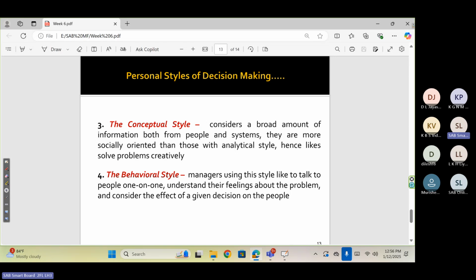It is named the conceptual style. It's a combined style. Use both sources, formal sources and informal sources, to get the maximum information. That's the best one, no? Yeah.